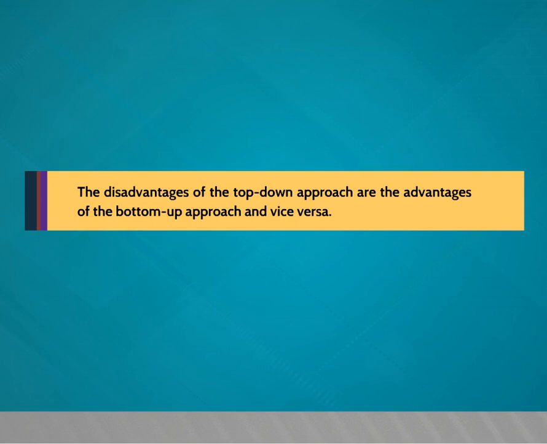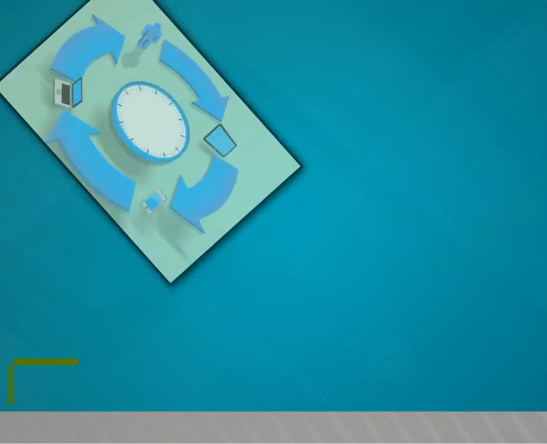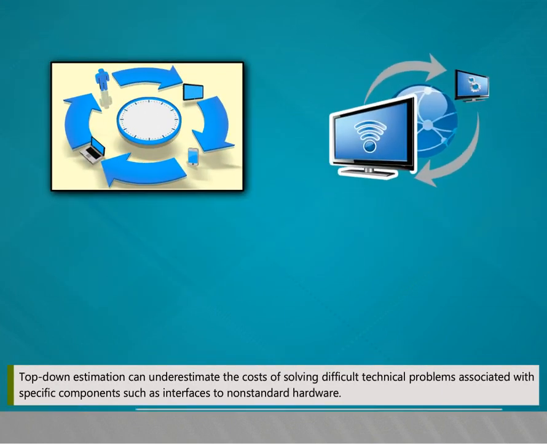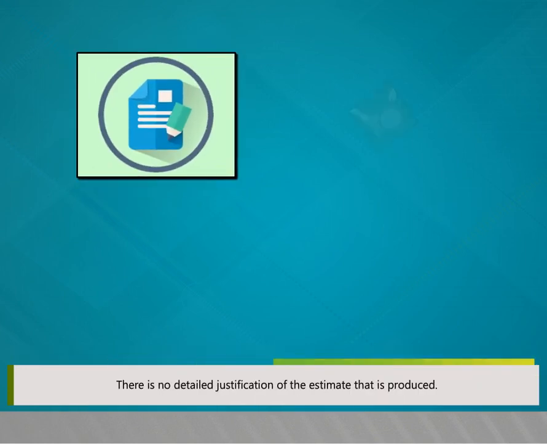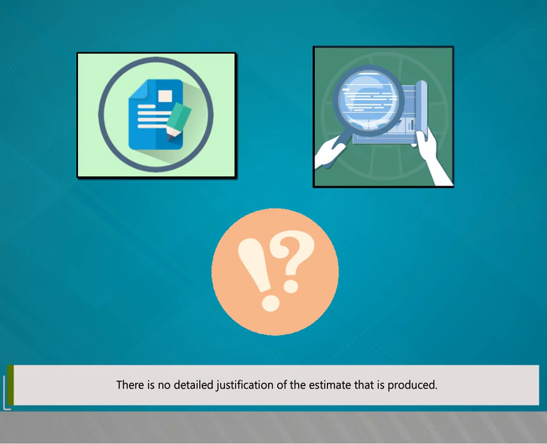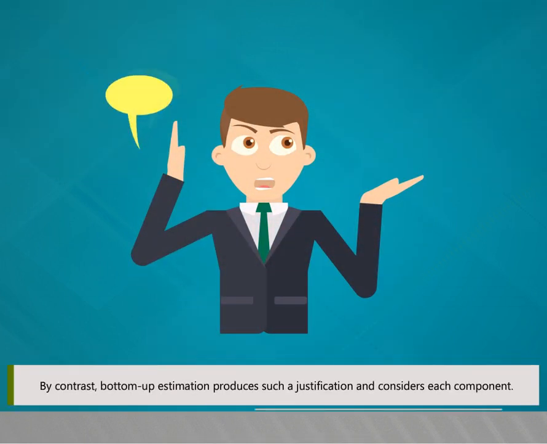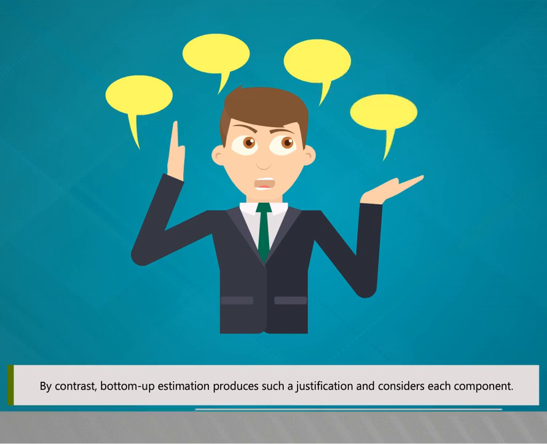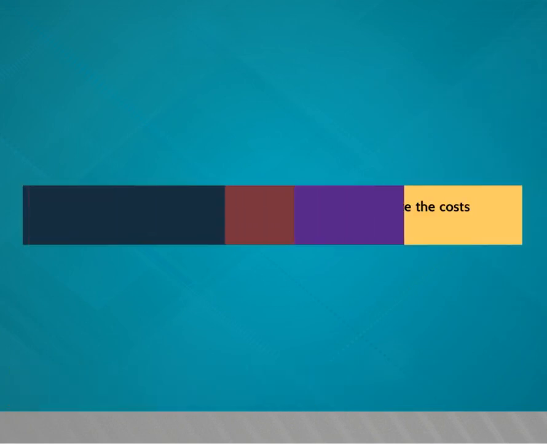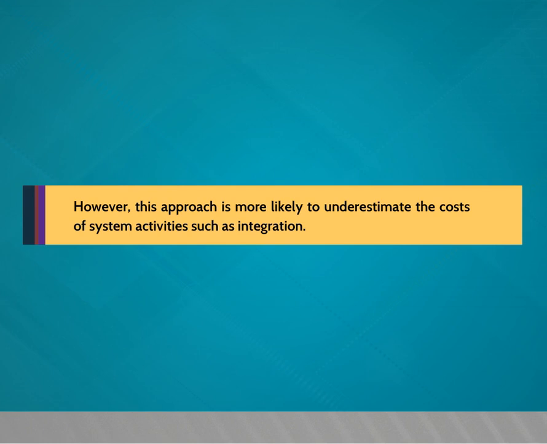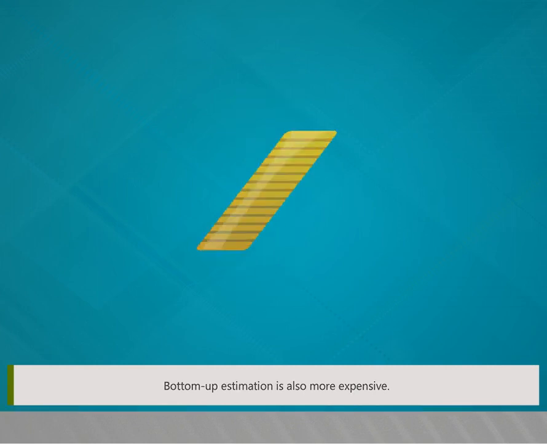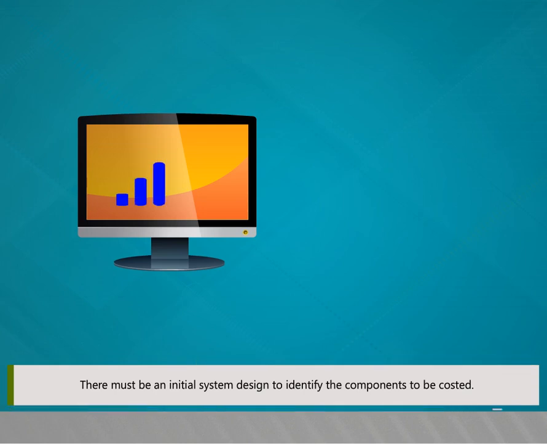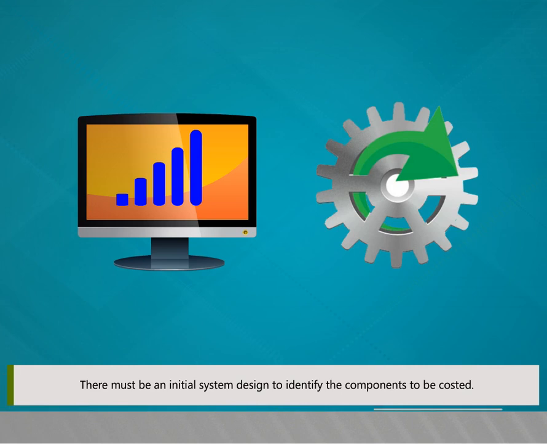The disadvantages of the top-down approach are the advantages of the bottom-up approach and vice versa. Top-down estimation can underestimate the cost of solving difficult technical problems associated with specific components such as interfaces to non-standard hardware. There is no detailed justification of the estimate that is produced. By contrast, bottom-up estimation produces such a justification and considers each component. However, this approach is more likely to underestimate the costs of system activities such as integration. Bottom-up estimation is also more expensive. There must be an initial system design to identify the components to be costed.